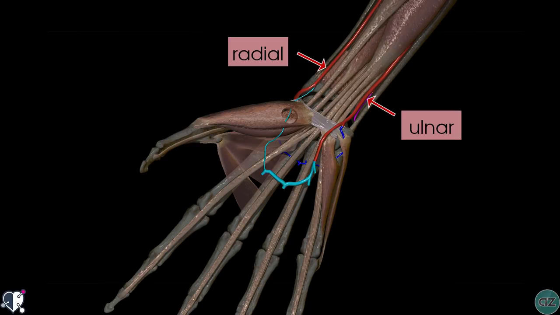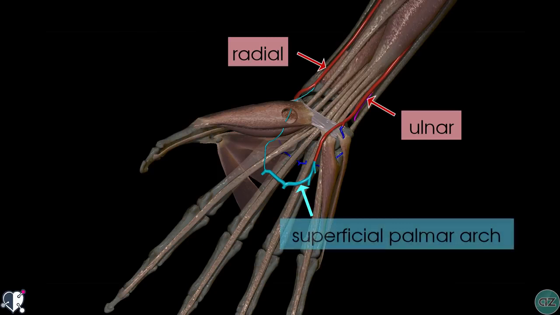We can also see two arterial arches in the palm of the hand. Superficially, in the light blue colour, is the superficial palmar arch. This arterial arch lies superficial to the flexor tendons, and it lies deep to the palmar aponeurosis, which isn't shown on this model.